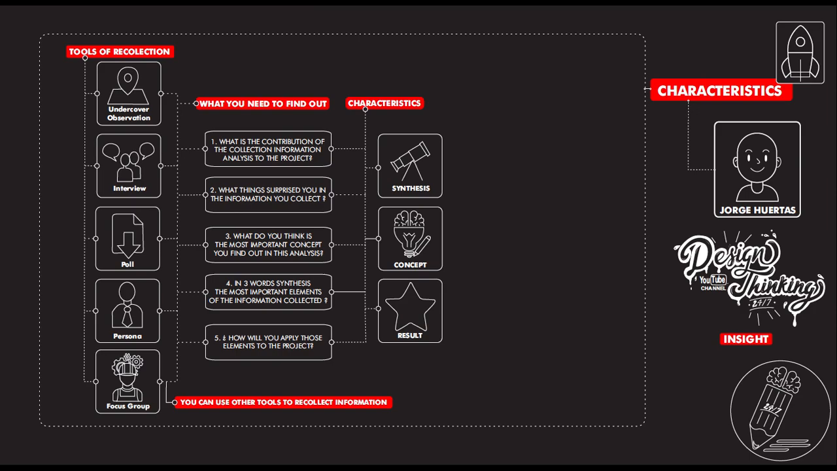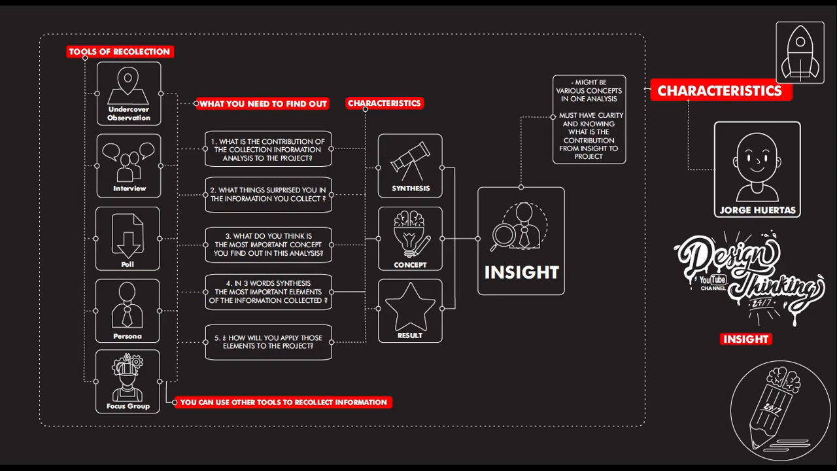What are the characteristics here? You need to synthesize, because here you have a lot of information and not everything is important. So you need to pick the most important thing. After you synthesize, you develop the concept with the three words. And with that result, you have the axis of the project. It's very important to understand that you can have two or three insights to develop that. It means that you have different elements that are relevant in your development.